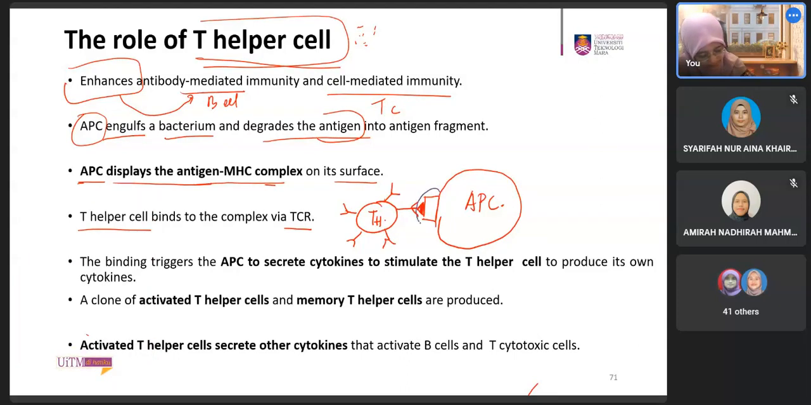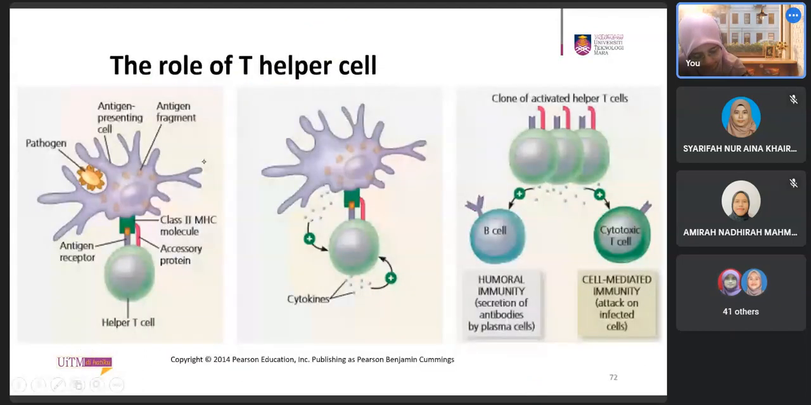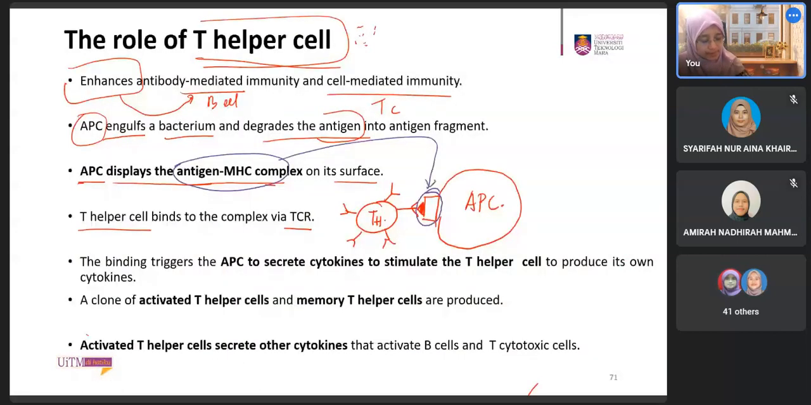This is the MHC antigen complex. Okay, MHC, this is the MHC antigen complex. MHC class berapa? MHC class 2, sebab it is presented by APC molecule. Okay, APC cell. So the binding triggers the APC to secrete cytokines.